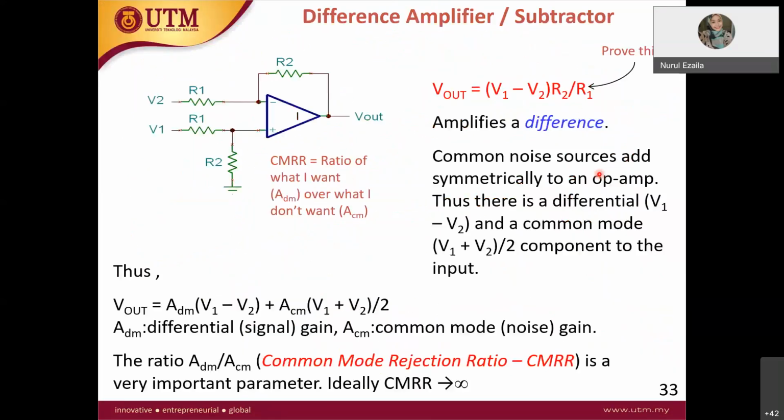The next one is the difference amplifier, or subtractor amplifier. You have to do the same thing again: apply KCL at this node and KCL at this node. Can you do it yourself? I leave it to you, and you prove that V out equals V1 minus V2 times R2 over R1. Same method, same assumption. Now let's take a look at the exercise.